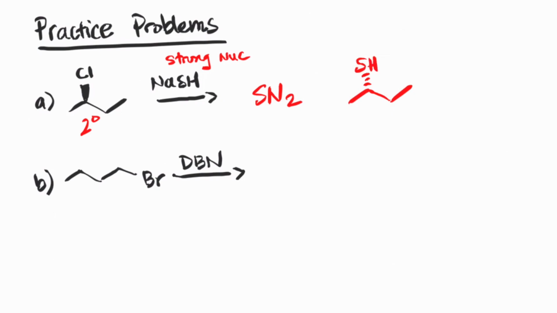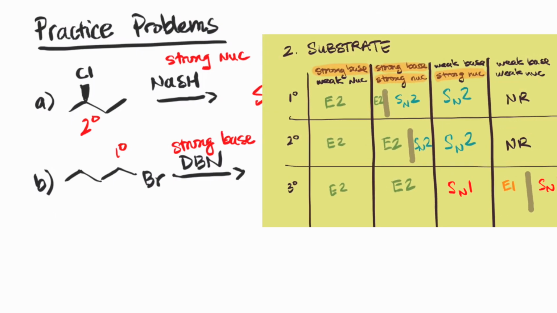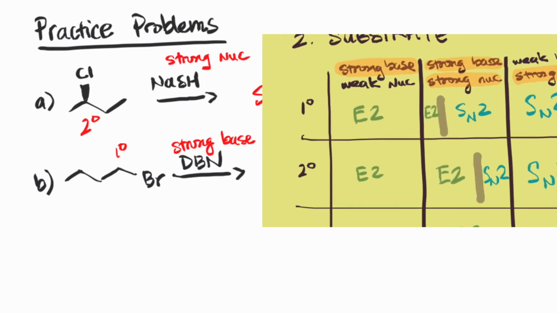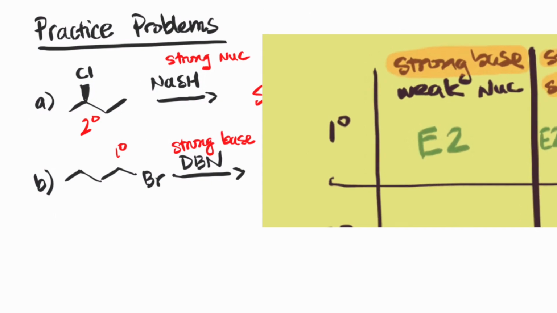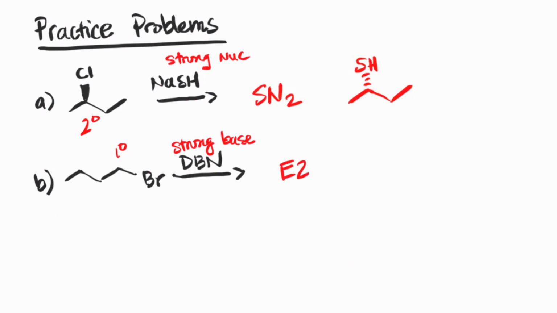Okay, good. How about the second one? Again, we see here that DBN is your strong base. It's a weak nucleophile. And then you have here a primary substrate. What does that tell us? Means it's going to be an E2. All right, so an E2 pathway. There's not much to consider here in terms of regio or stereochemistry, as you only have one type of beta protons. So this will be our only product. All right, let's continue and take a look at more examples.